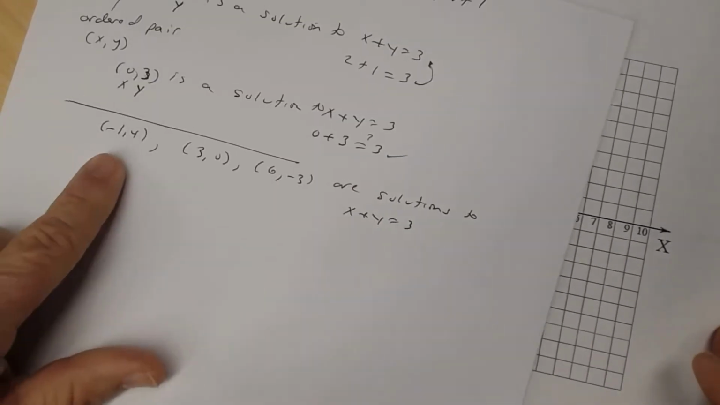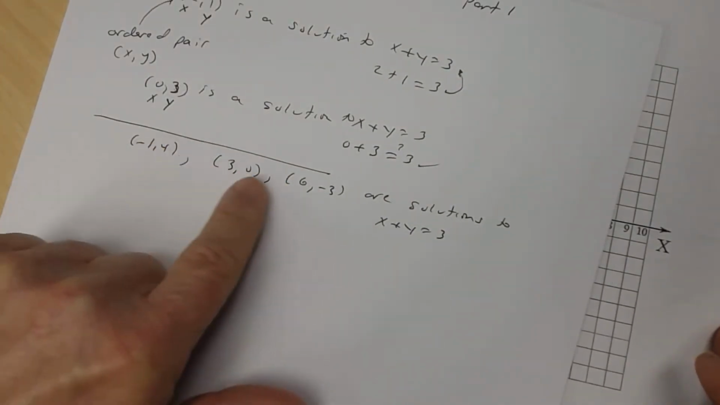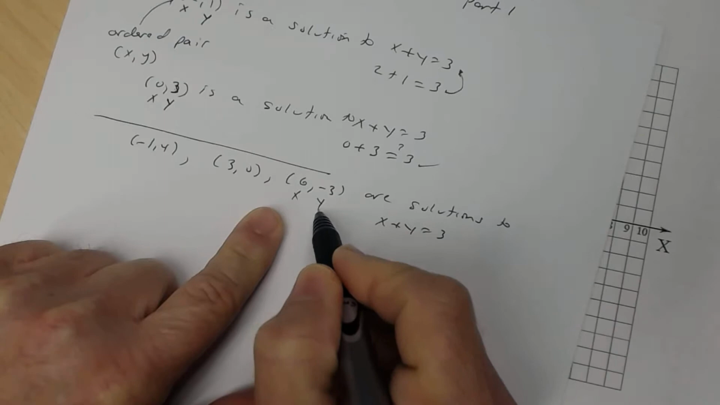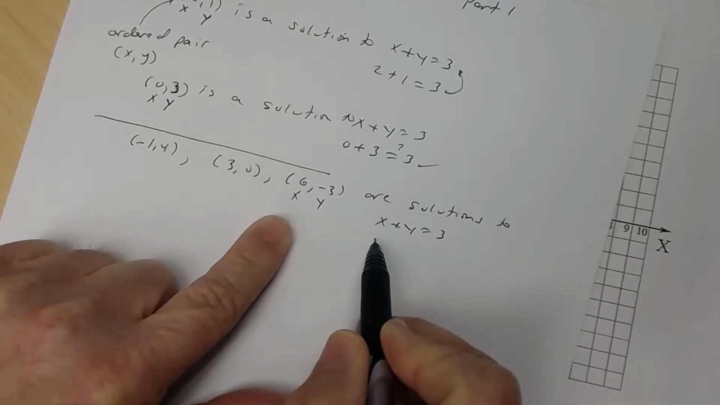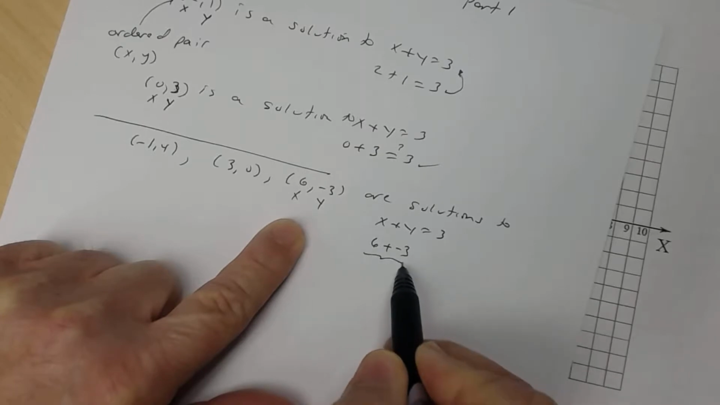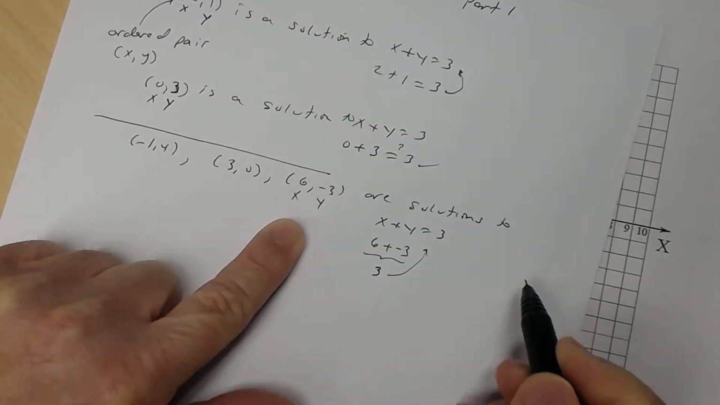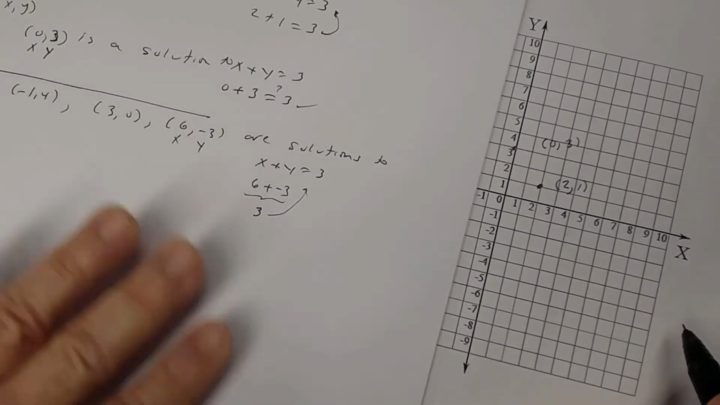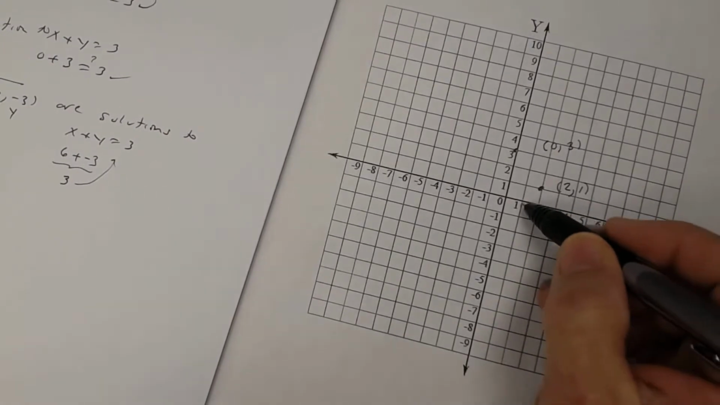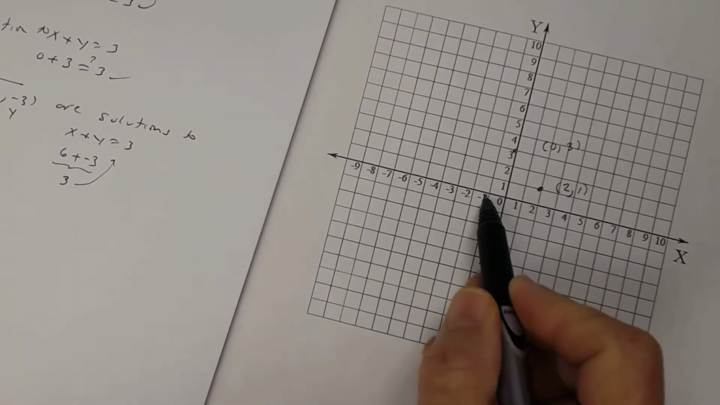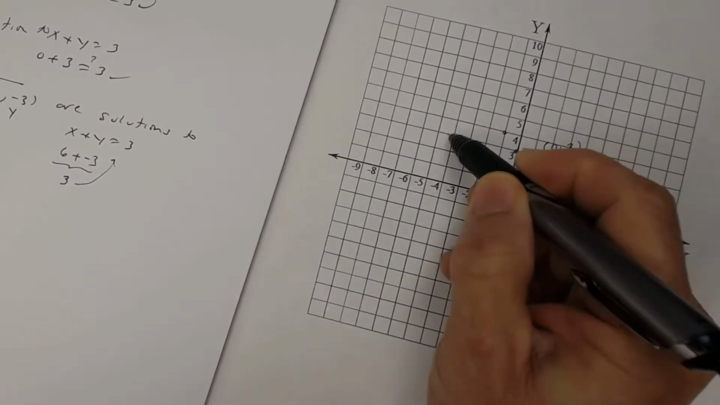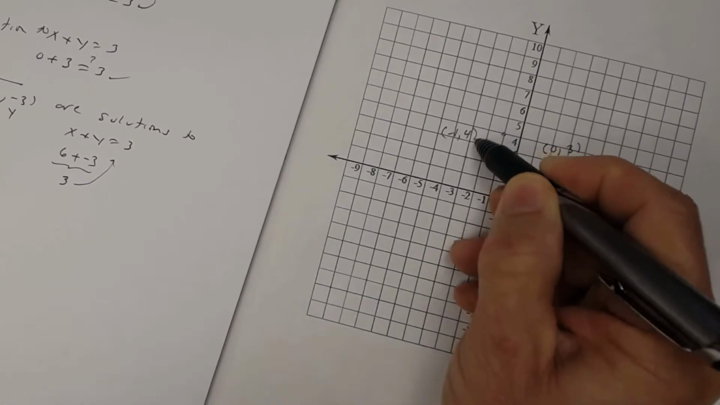And then if I plot these points, which we indicated were solutions to this equation, so for example, if x is 6 and y is negative 3, you can check to see that that is a true statement. 6 plus negative 3 is 3, and that's what we wanted it to equal. So if I plot those points, negative 1, 4, 3, 0, and 6, negative 3, that's what we get. Remember x is negative 1, so you go to the left this time, 1 unit. Y is a positive 4, so you go up 4 units: 1, 2, 3, 4. If I label it, that's the point (negative 1, 4).